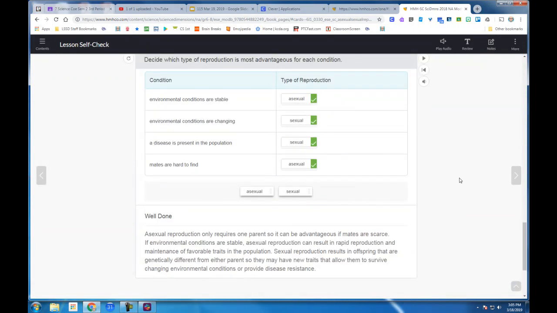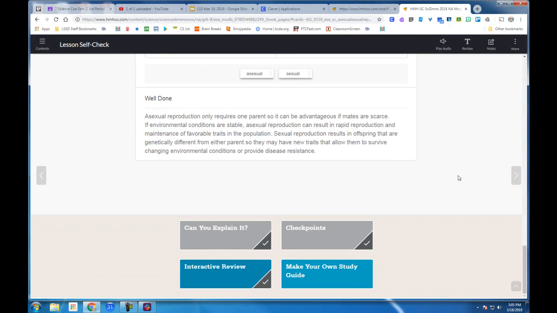With the hydra, online, they give you a table. In the book, you have to design your own. But stable conditions are asexual, changing conditions sexual, disease sexual benefit, and with mates hard to find, asexual would be the reproduction of choice. So that's the end of lesson two. Hopefully you did well, and if you're revisiting this to get caught up, there you go.